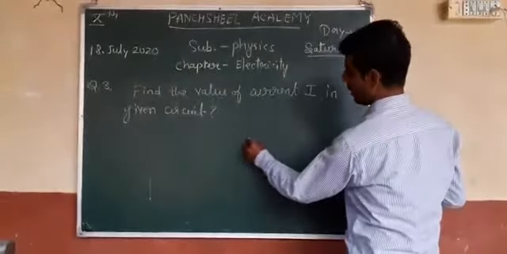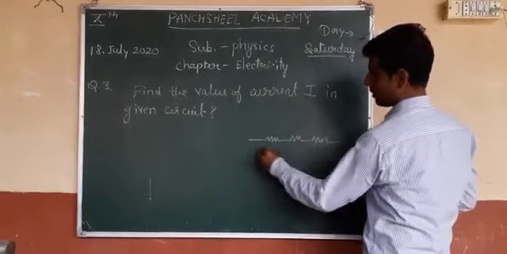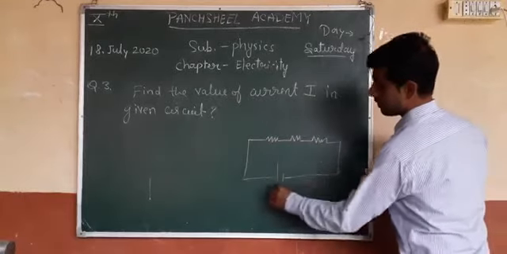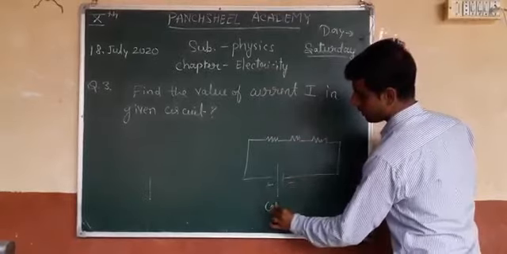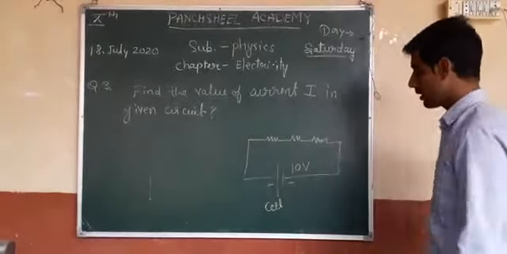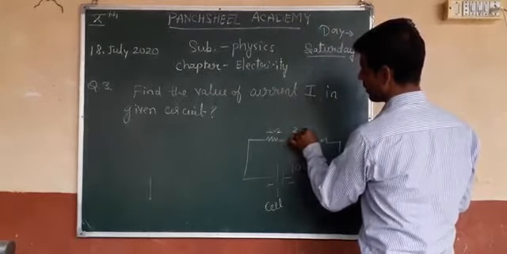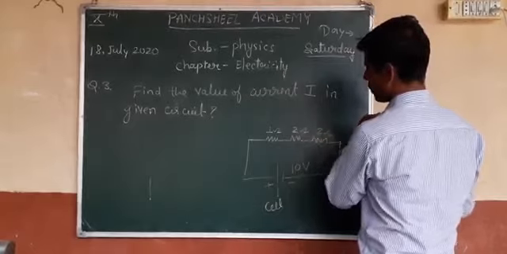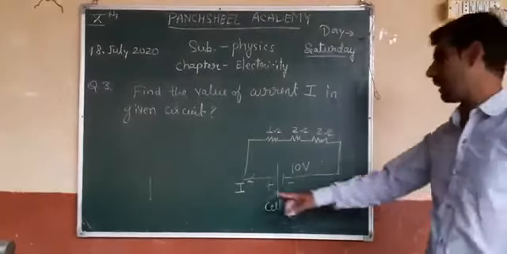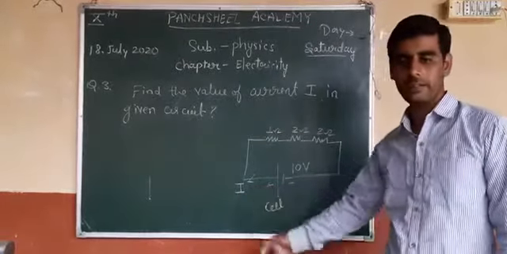And what is the circuit? I draw the circuit. This is the cell, and the voltage of this cell is 10 volt, and this is the 1 ohm resistance, this is the 2 ohm resistance, and this is also 2 ohm resistance, and the current is I. So find the value of current I in the given circuit. इस सर्किट में आपको I की वैल्यू क्या करना है, फाइंड करना है.